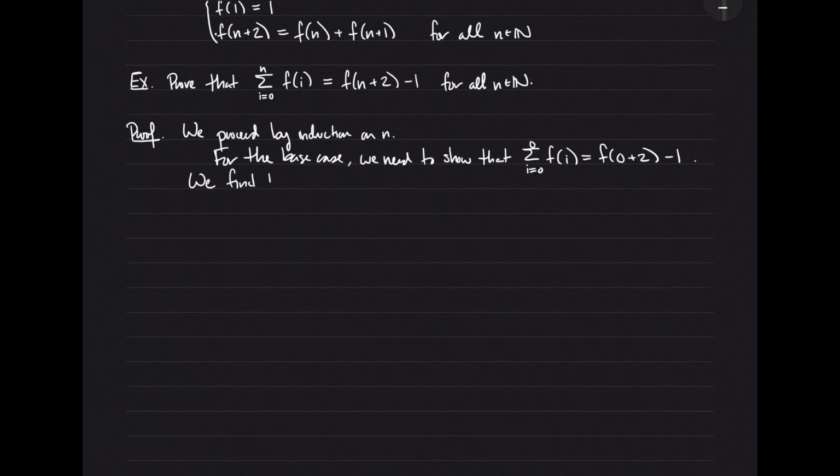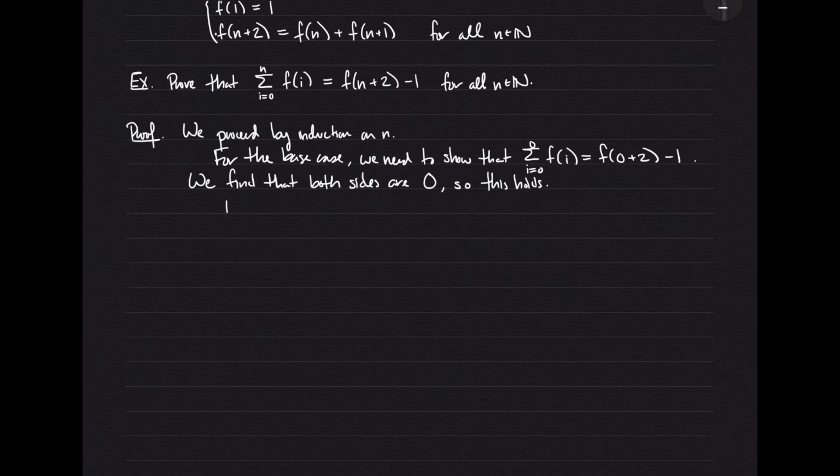The left-hand side is just the sum of all the f's from 0 to 0. So that's just f of 0 by itself, summed up. And f of 0 is 0, so the left-hand side is 0. And the right-hand side, we computed a few moments ago that f of 2 equals 1. So the right-hand side is also 0. So we find that both sides are 0, so this holds.